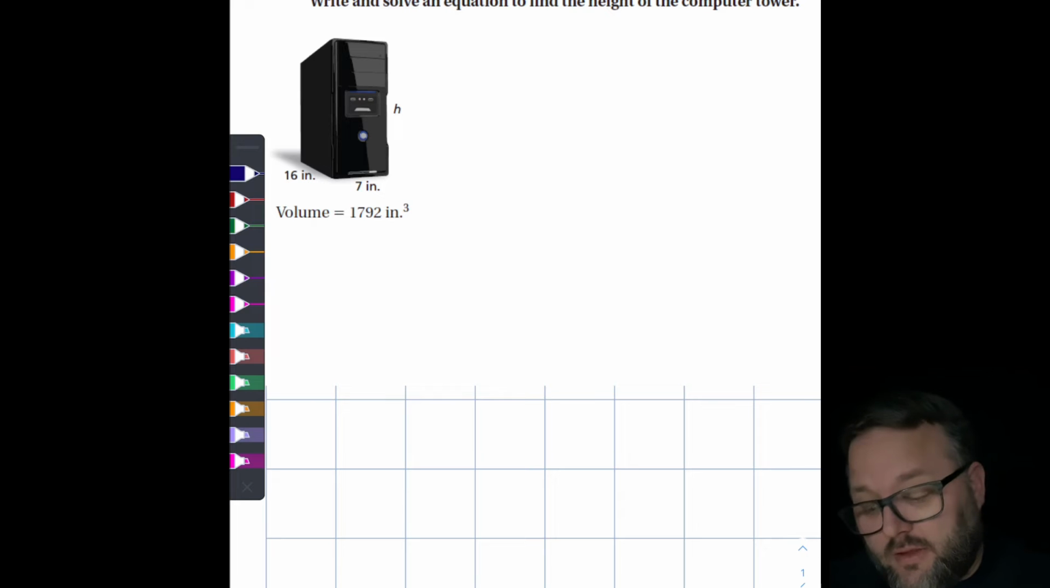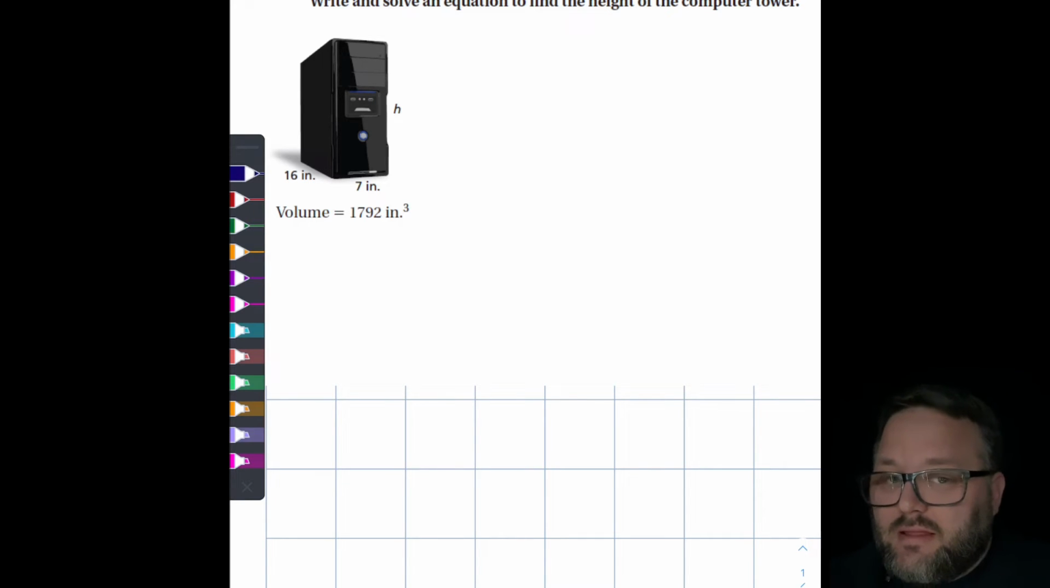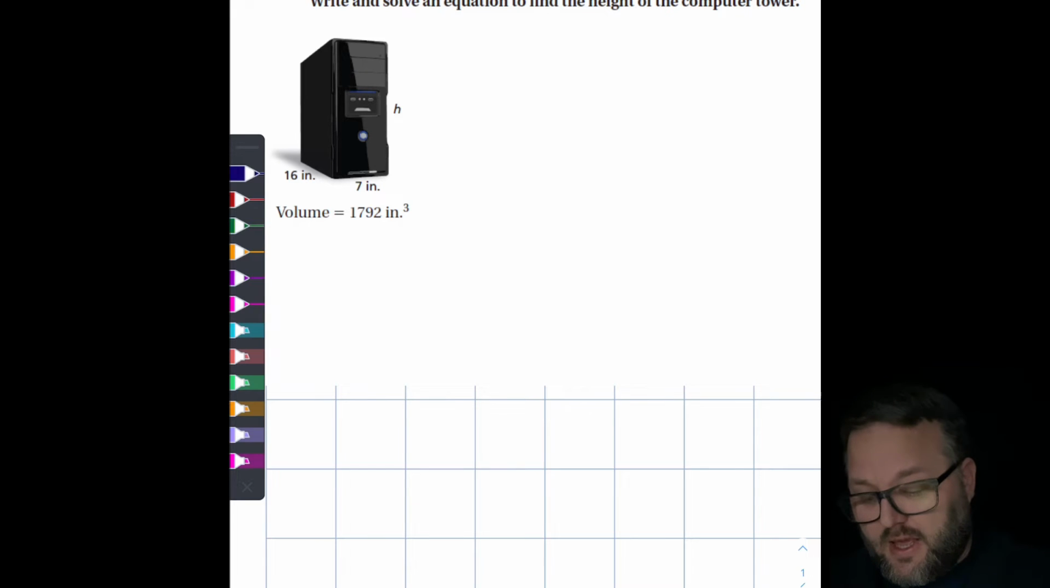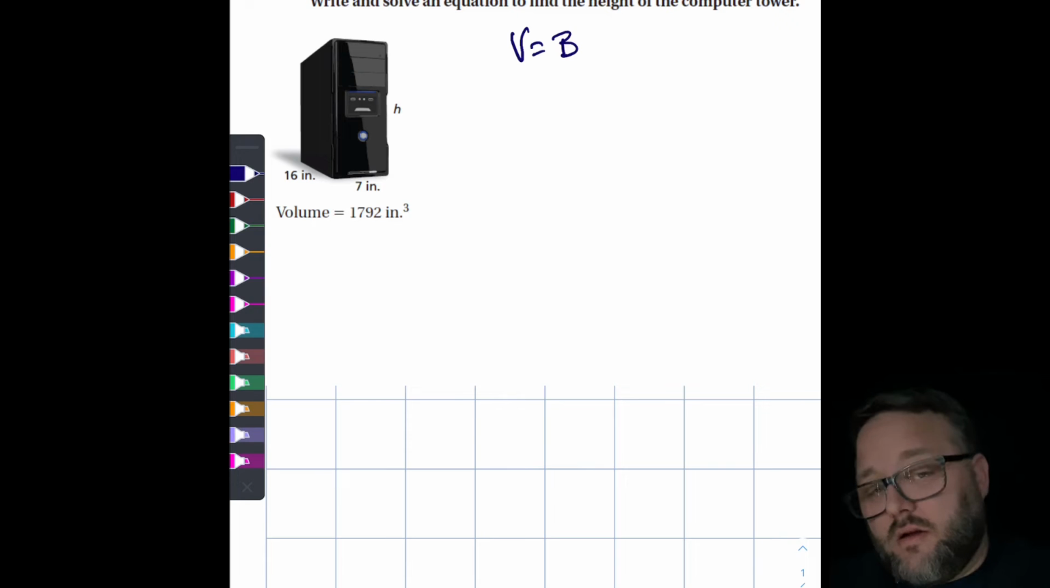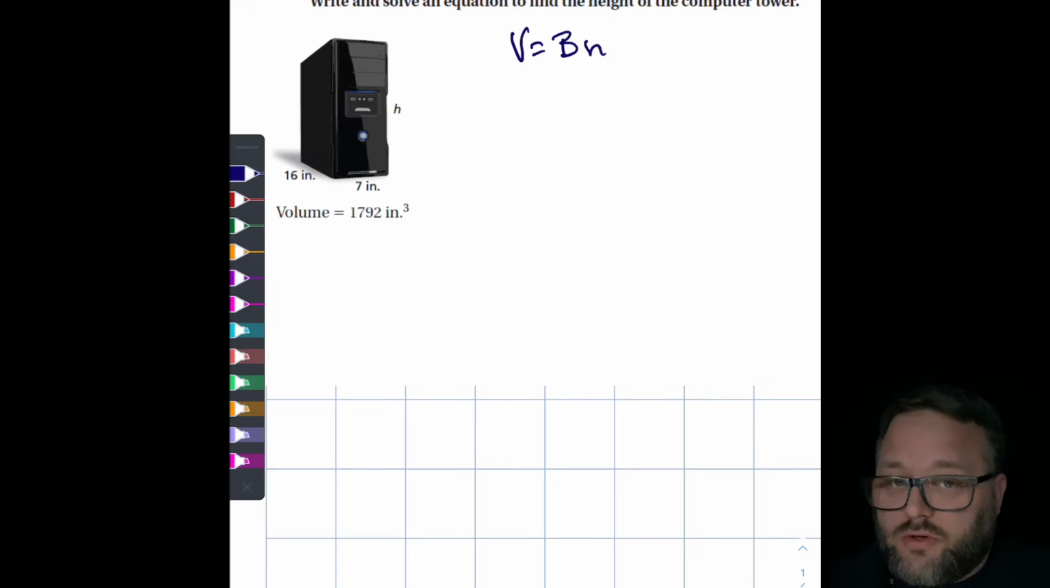Today we're talking about the idea of finding the missing dimension of a rectangular prism. In this case, we're used to saying, hey, we need to find volume, and volume equals the area of the base times the height. But what happens when we actually know the volume of our shape, but we're missing one of the dimensions? Here's a fun fact.